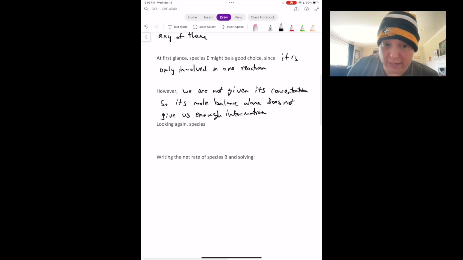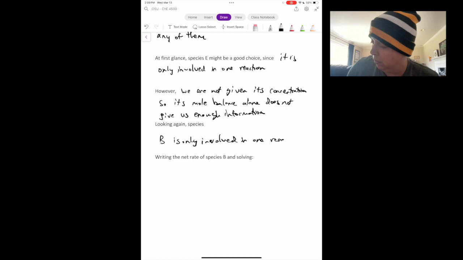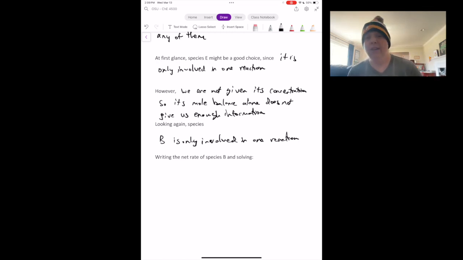Looking at the species again, species B is only involved in one reaction, so it's going to be a good choice. It is not necessary that the species be involved in just one reaction. It just makes our lives a little bit simpler because when we go to write a net rate for that species, we only need to consider the rate of the species in one reaction. So we don't need to even construct a stoichiometry matrix for this problem.